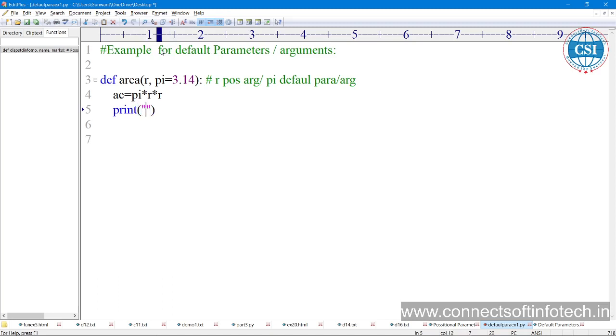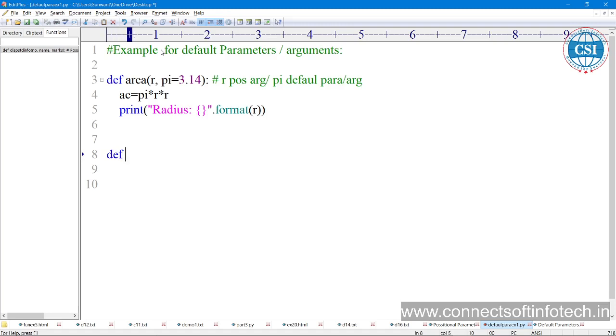Print radius is equal to whatever radius you enter, we print it here with format of r. Okay, we can define here. First we define the function. Then we can define one function to find the circumference of a circle. So we write a function named circum here. Pi is 3.14, so we can say it's a positional parameter. Okay, this is the positional parameter. So in this function I am taking the radius r. Okay, so float input. Enter the radius.